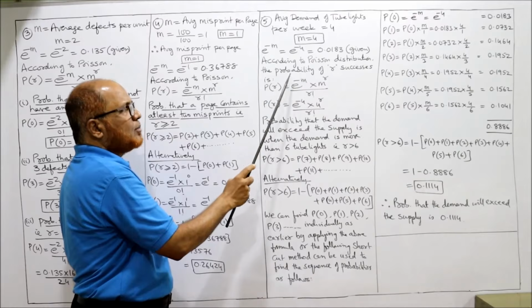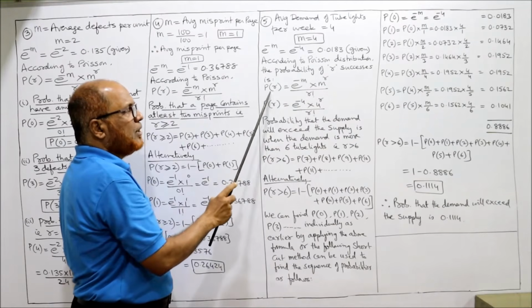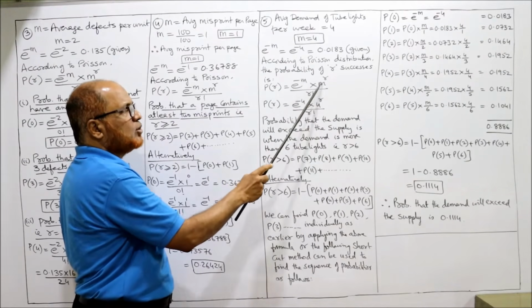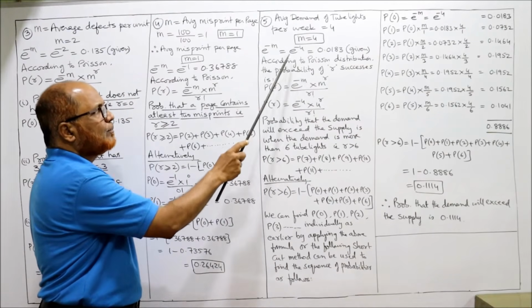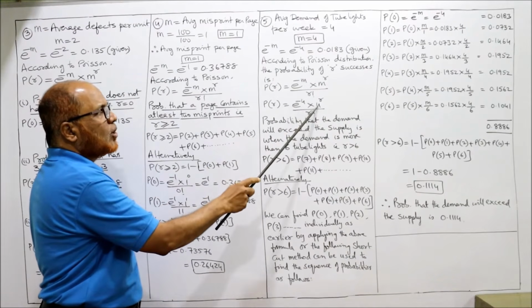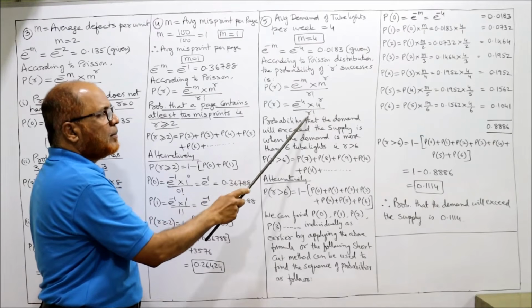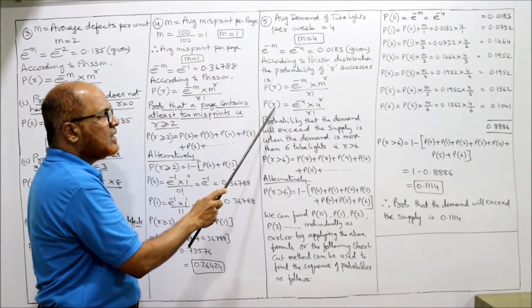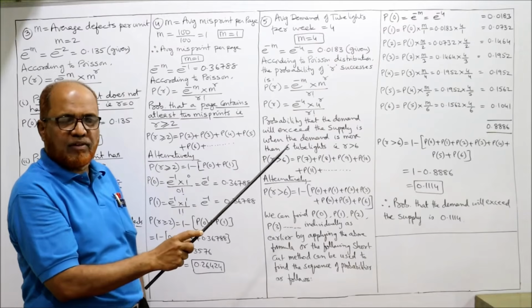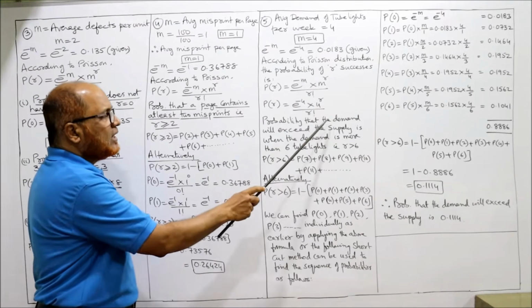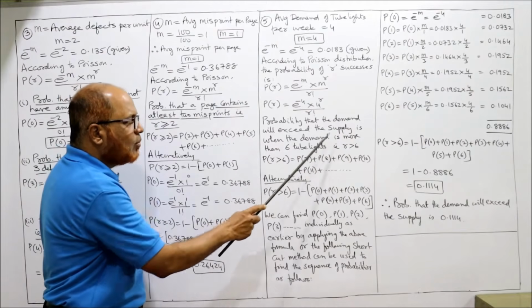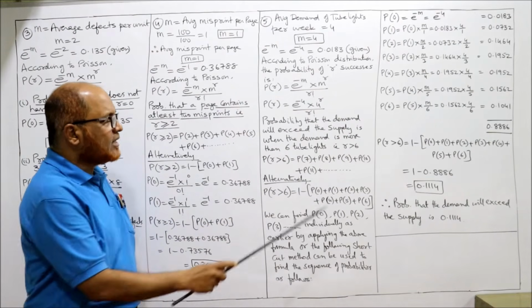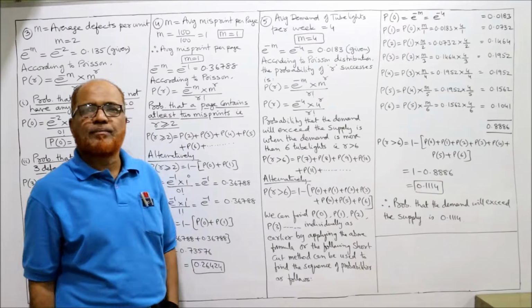According to Poisson distribution, the probability of r successes is P(r) = e to the power of minus m into m to the power of r by r factorial. P(r) is e to the power of minus 4 into 4 to the power of r divided by r factorial. अब यहाँ पर r की जगह पे हम जो भी वैल्यू वेरिएबल लेना है लेंगे. Probability that the demand will exceed the supply is when the demand is more than 6 tube lights. That is r is greater than 6.